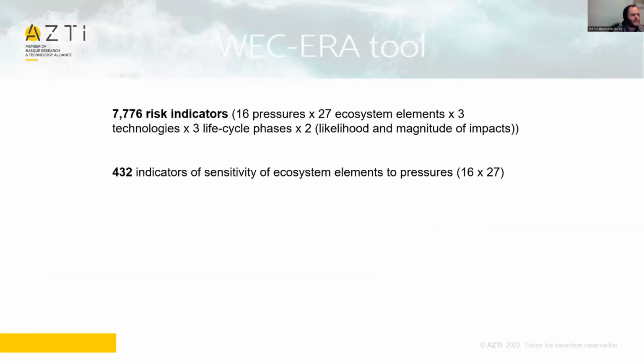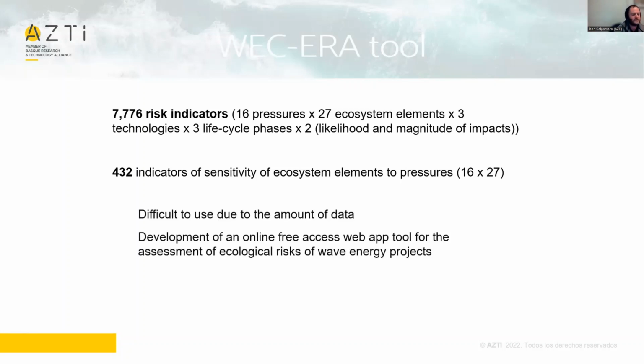Finally, we reached more than 7,000 risk indicators based on the combination of the pressures, ecosystem elements, and different technologies. We were also considering the 3 life cycle phases, and more than 400 indicators of sensitivity of ecosystem elements to pressures. This means that all this amount of information is quite difficult to be used by the end users, our targeted end users.